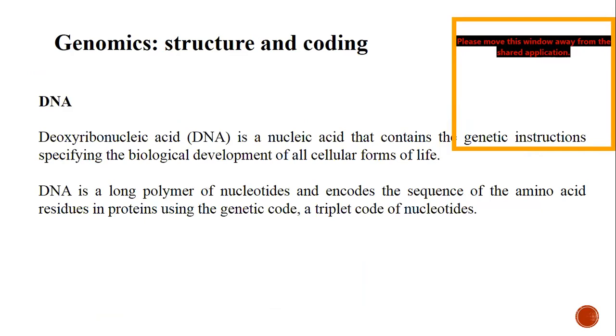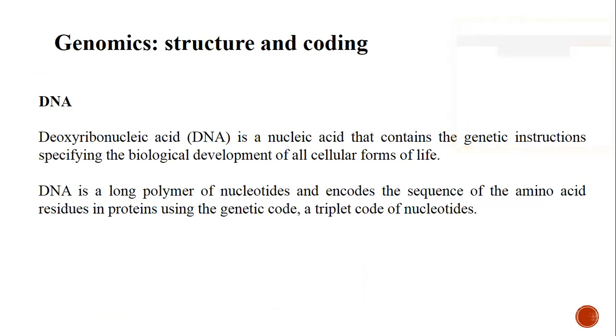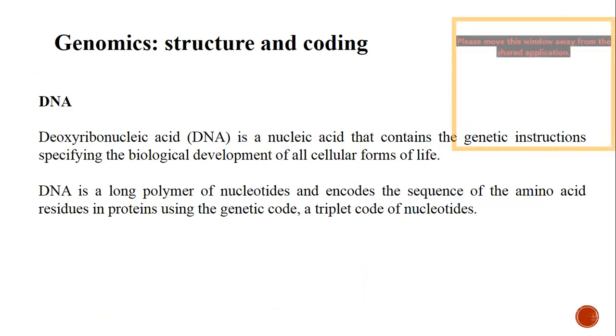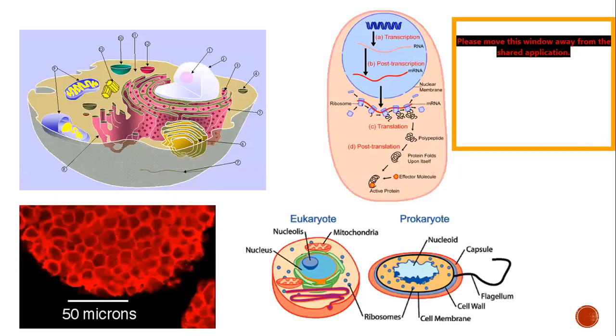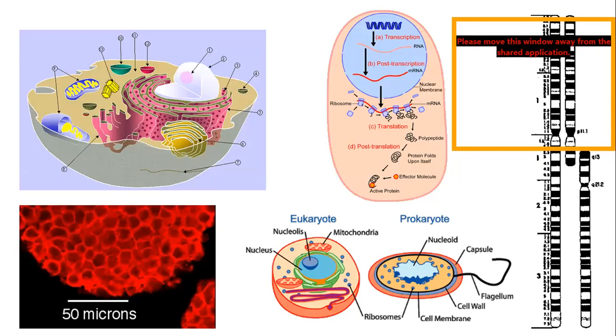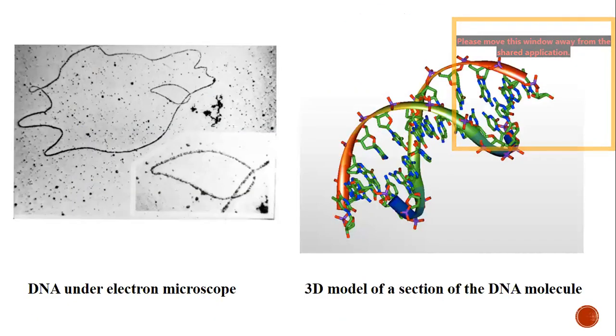In genomics, we have DNA, and everyone who is a student of bioinformatics or biology knows well about DNA. DNA is a nucleic acid that contains the genetic instructions specifying the biological development of all cellular forms of life. DNA is a long polymer of nucleotides and encodes the sequence of the amino acid residues in proteins using the genetic code, a triplet code of nucleotides. So here we have different examples of cells, eukaryotic cells and prokaryotic cells, what these cells actually have, and how post-translational modifications occur. These are all processes we studied in the past with the help of genomics and proteomics.